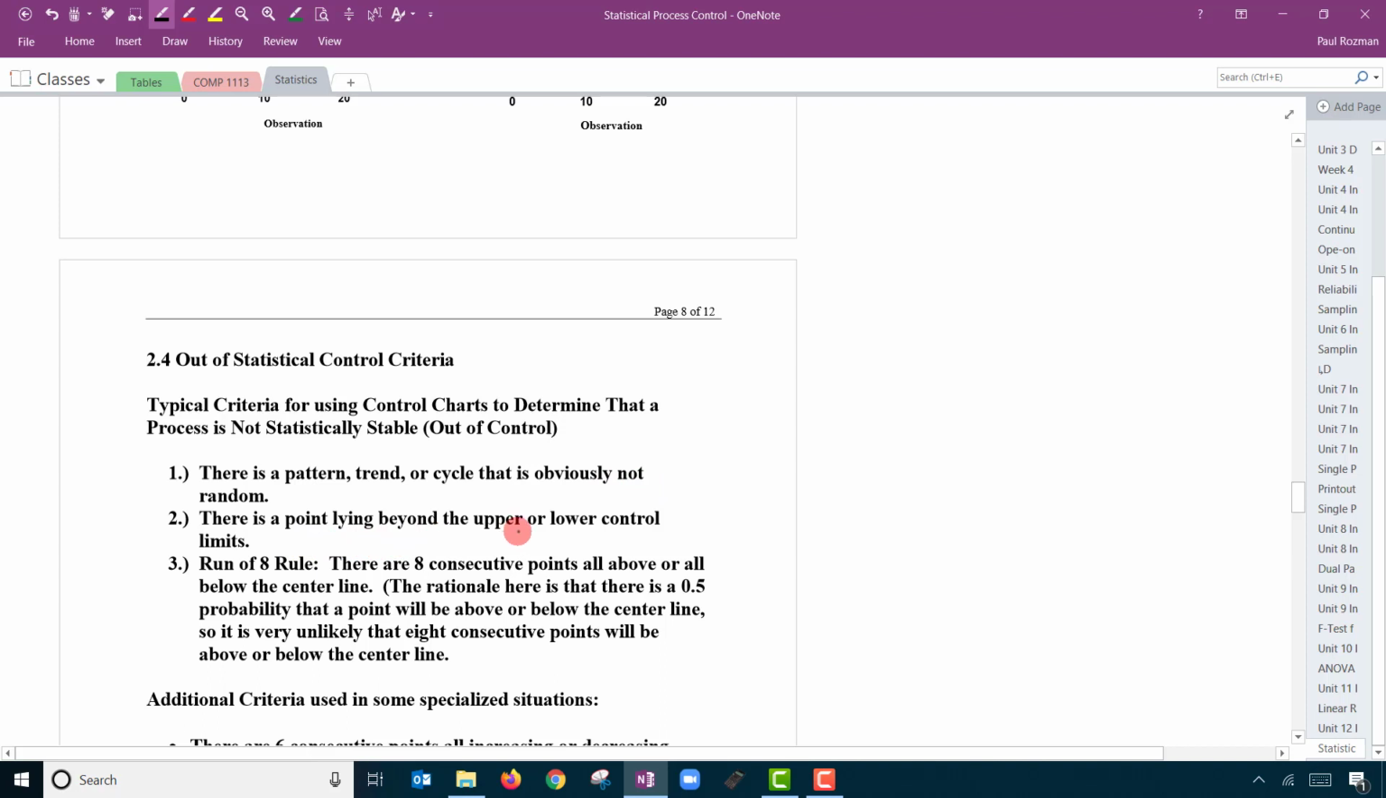Is there a point outside of the control limits? Even 1 point outside of the control limits can be a problem. So those control limits are fairly conservatively set. So if you cross them, maybe it's time for investigation. Again, it depends on what you're manufacturing and how important it is to keep the quality under control.